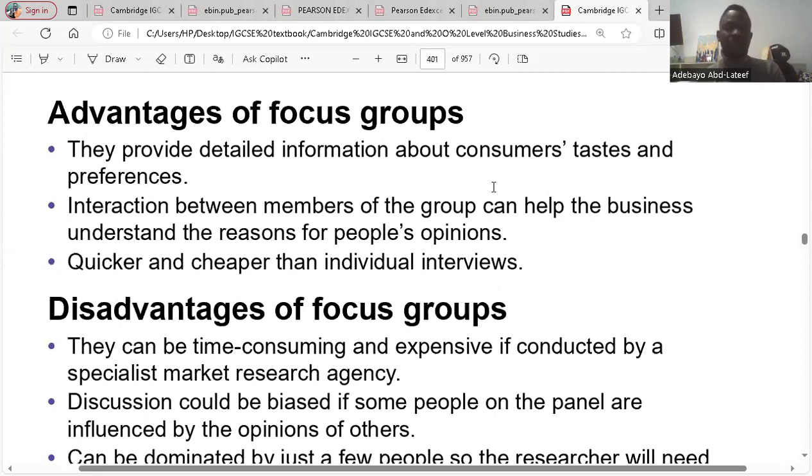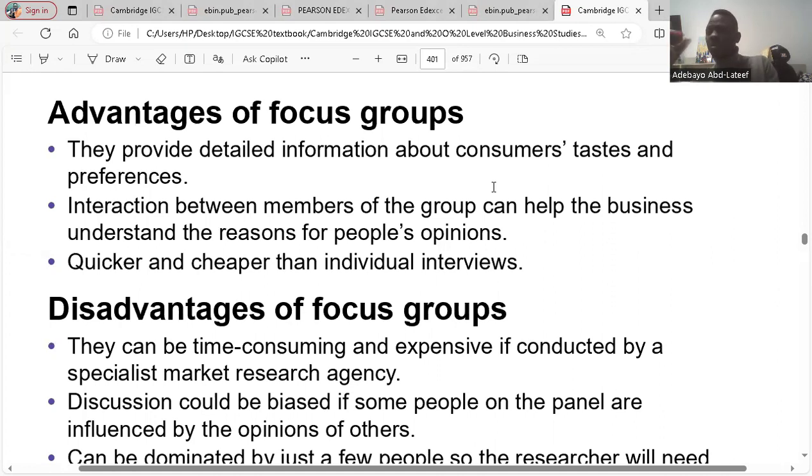One, they provide detailed information about consumers' taste and preferences. Because you are in that group, the sample is the group. So you're able to get detailed information about their taste, their preferences, what they like, what they don't like. That is the point. So interaction between members of the group can help the business understand the reason for people's opinion. So there's always interaction within the group. So with that interaction, you'll be able to know as interviewer or the observer why people take certain decisions.